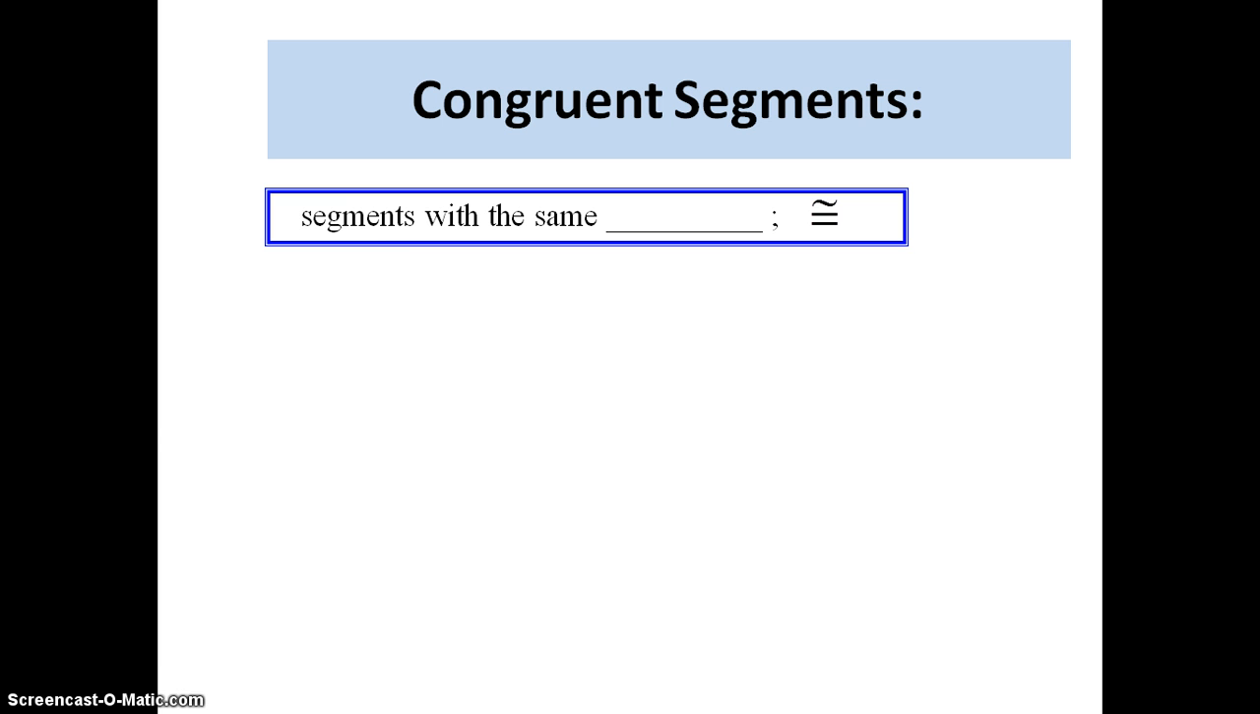Now we're going to talk about congruent segments. Congruent segments are segments with the same length. This symbol right here is the congruent symbol. It's an equal sign with a little squiggly on the top. We will use this symbol all the time in geometry, so imprint it in your brain.